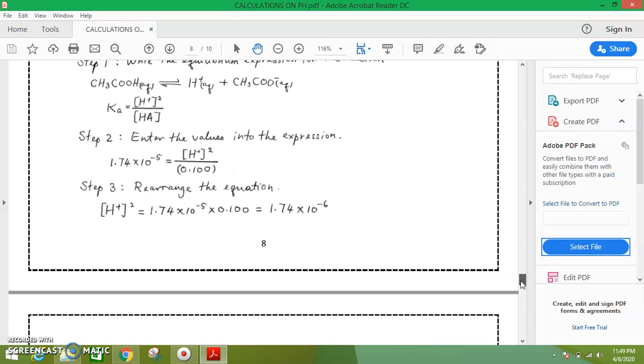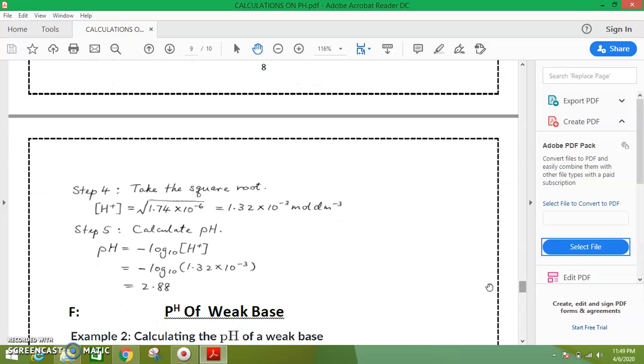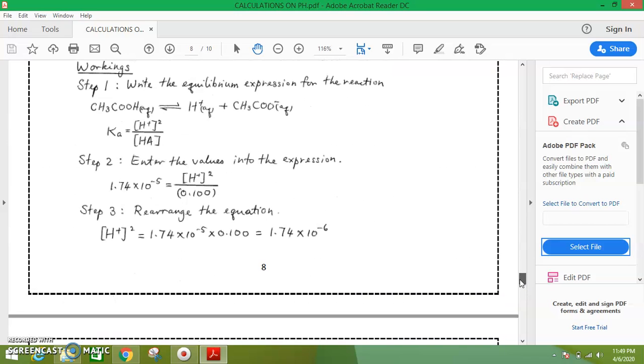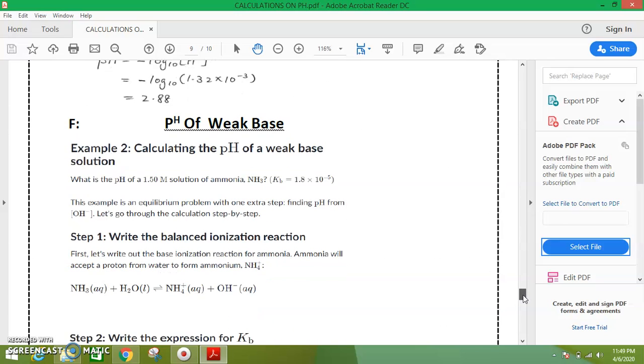Now, in step 3 you calculate the hydrogen ion. In step 4, now take the square root, because we need to remove the square at hydrogen ion squared. So take the square root of both sides, you will get the concentration. Then substitute in this rule, pH is equal to negative log of hydrogen ion, and you will get the value 2.88. So the pH of weak acids you will calculate in this way. It's very simple, but please follow these steps. After that you will get the pH value easily.